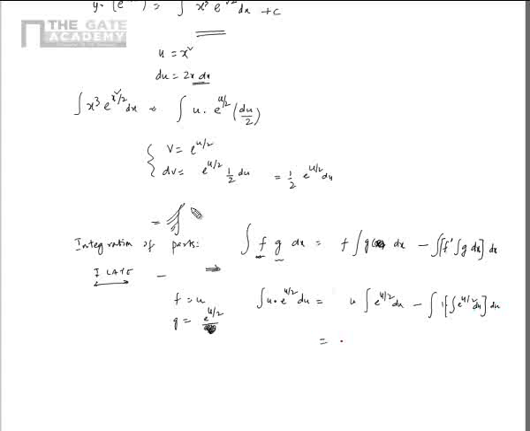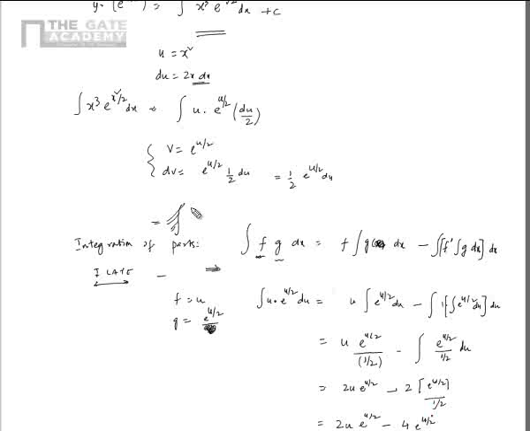Okay, so the integral of e power u by 2 is e power u by 2 divided by the internal derivative, which is 1 by 2, a constant, minus integral e power u by 2, whose integral is e power u by 2 by again 1 by 2 du. And now if you just integrate this, so 2 into, and the integral of e power u by 2 is e power u by 2 by again 1 by 2. So this will become 2u e power u by 2 minus 4 e power u by 2.